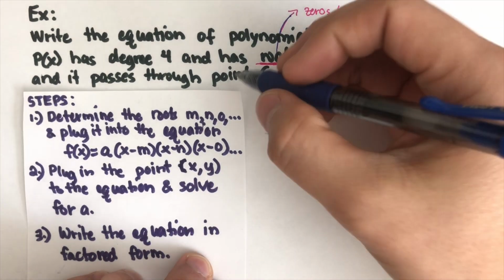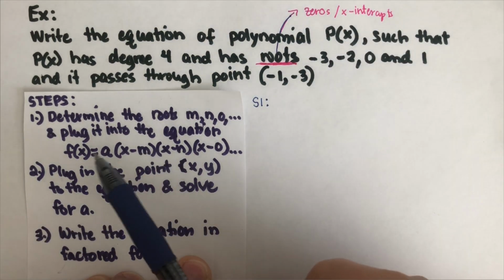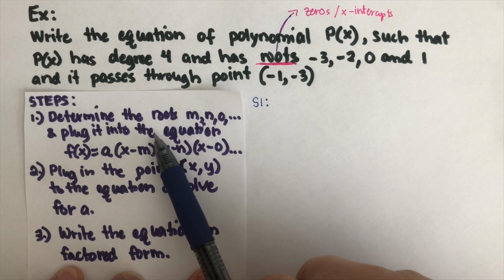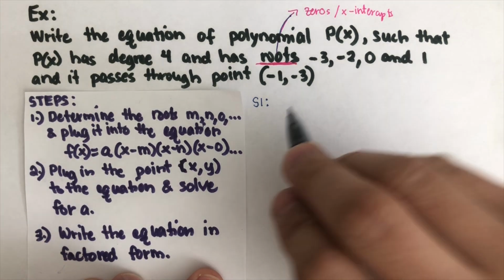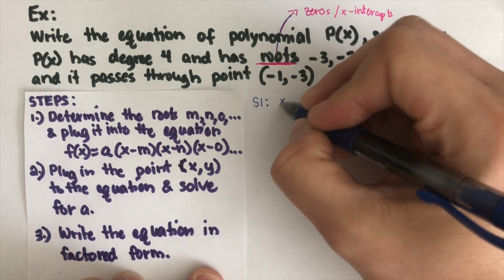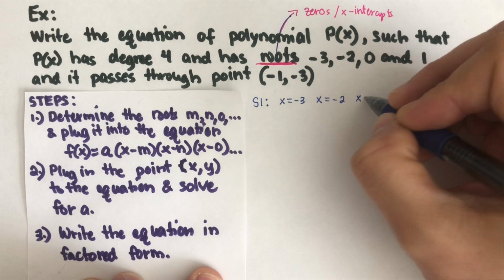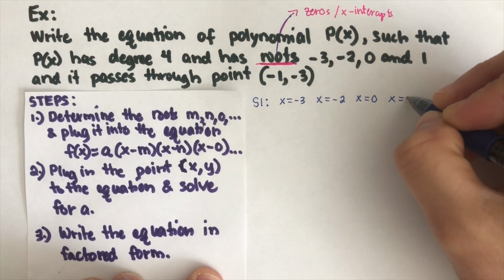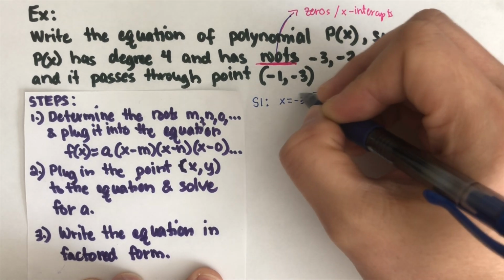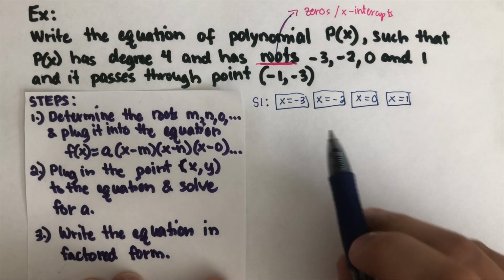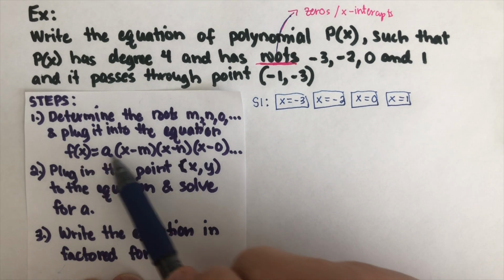So let's take step 1. I'm going to label S1 right here. The first step is to determine the roots m, n, o, and p and plug them into the equation. So let's collect all the roots first: x equals negative 3, x equals negative 2, x equals 0, and x equals 1. These are the roots, and we got them from the problem. Then we plug them into this equation.